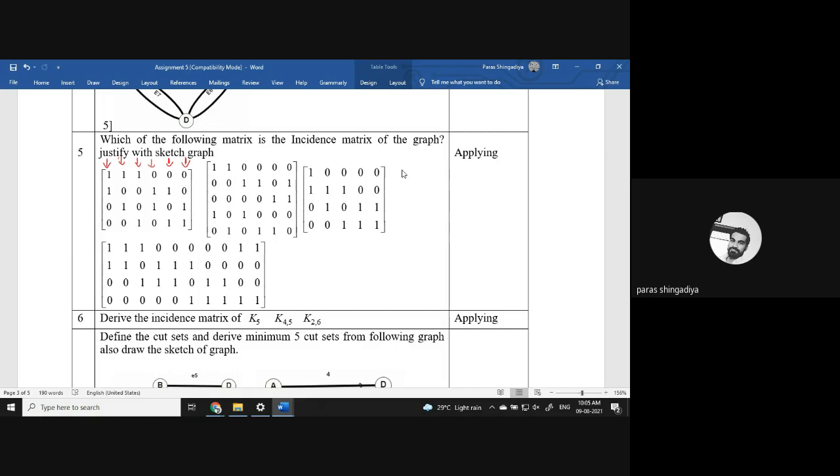each and every column, and each and every column should contain two 1s. If it contains two 1s, then it is always an incidence matrix. Is it clear? You have to check for two 1s.